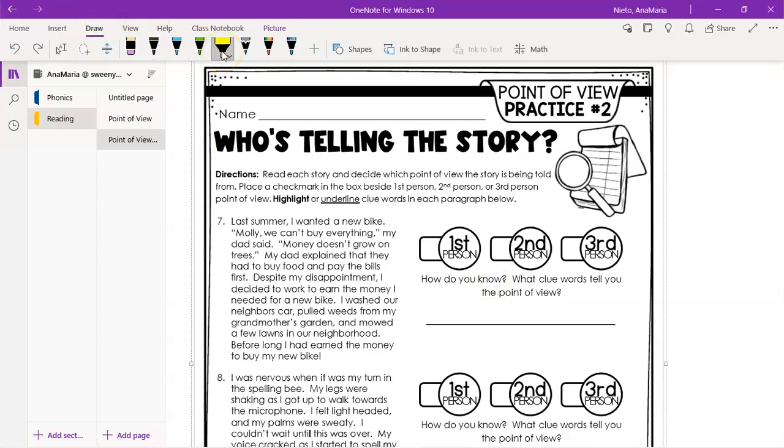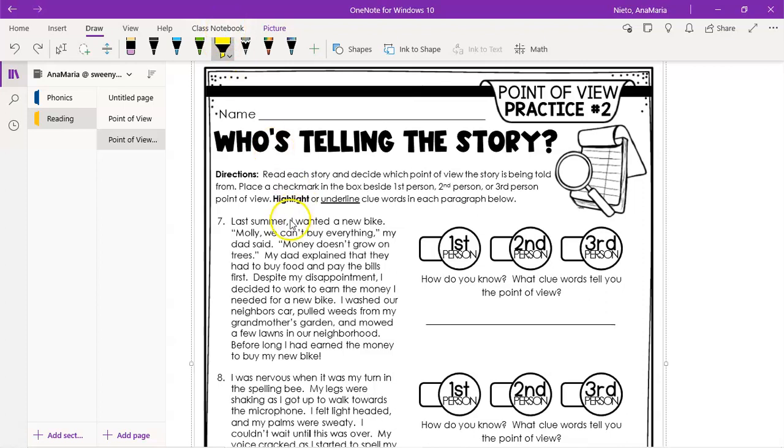So it says, last summer, I wanted a new bike. Molly, we can't buy everything, my dad said. Money doesn't grow on trees. My dad explained that they had to buy food and pay the bills first. Despite my disappointment, I decided to work to earn the money I needed for a new bike. I washed our neighbor's car, pulled weeds from my grandmother's garden, and mowed a few lawns in our neighborhood. Before long, I had earned the money to buy my new bike.